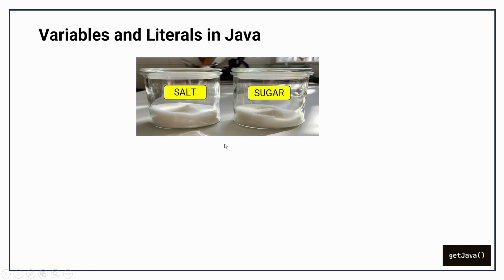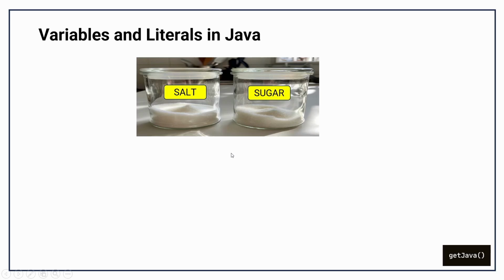Similarly in Java, data types are the containers and variables are the names which are given to those containers. So it becomes easier to tell what type of data that data type is holding. It makes the code more readable and maintainable. So now we know that data types are containers and variables are the names given to those containers.